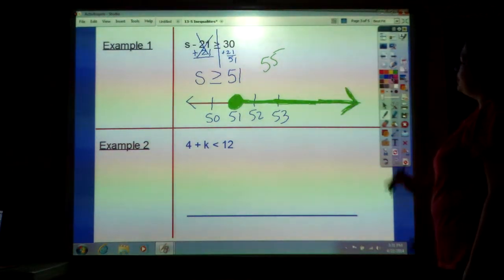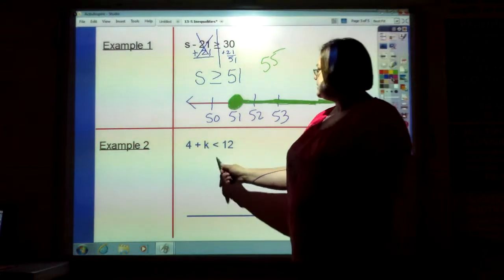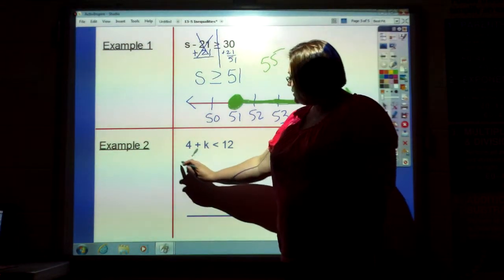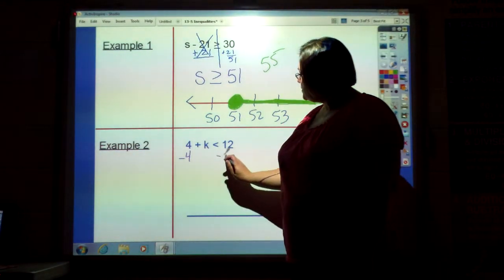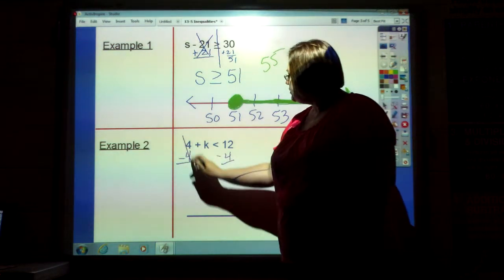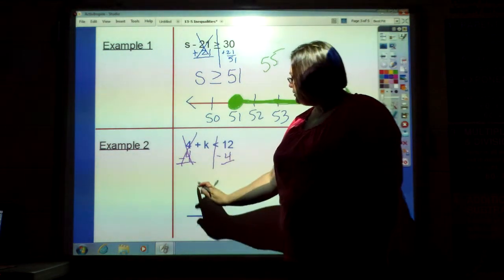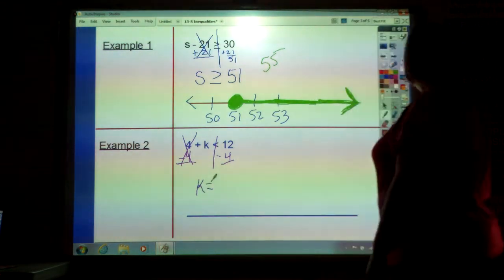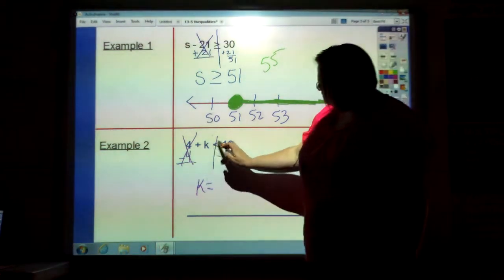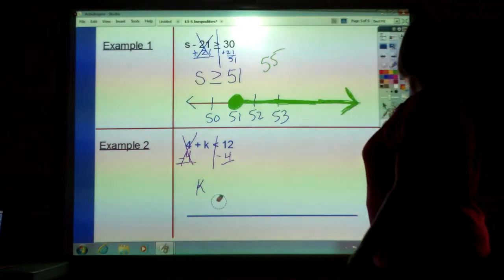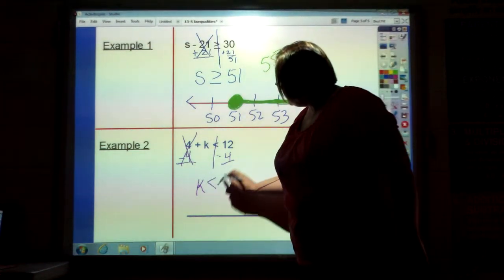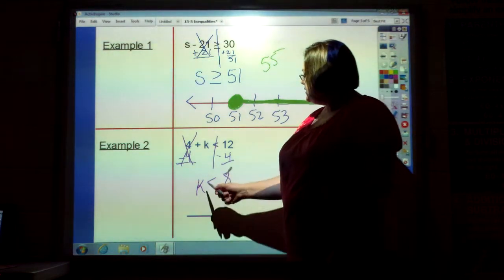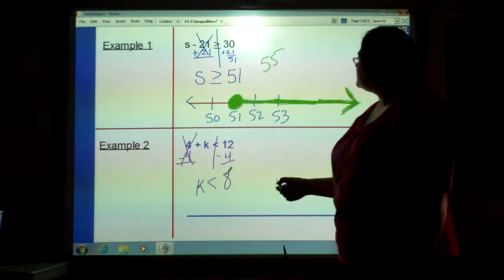Okay, our next problem, 4 plus k is less than 12. So we need to get k by itself, so I'm going to subtract 4 from both sides of the equation. K equals, whoops, they already made a mistake there. It should be less than, not equals. 12 minus 4 is 8. So k is less than 8 is my solution.